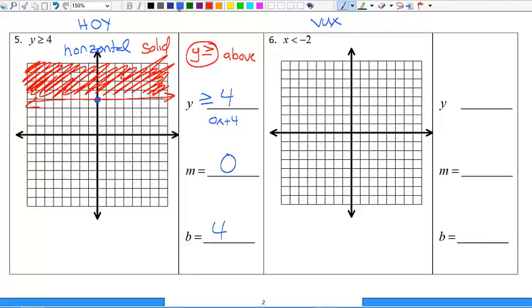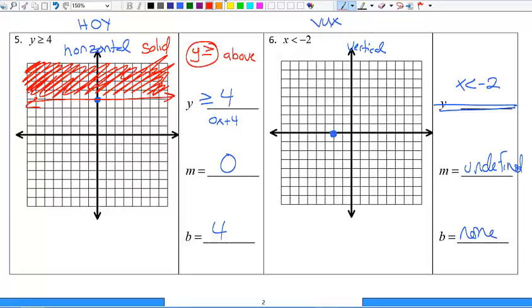Now on the next problem we have a Vux problem, which tells me that this is a vertical line. Because it's a vertical line, you can't put it in slope-intercept form. That just doesn't make any sense. So we're going to just use x is less than negative 2 for our equation. My slope is going to be undefined. And my y-intercept, there is none, because you can't have a y-intercept on a vertical line unless it's already on the y-axis. So to plot this, I'm going to go to negative 2.